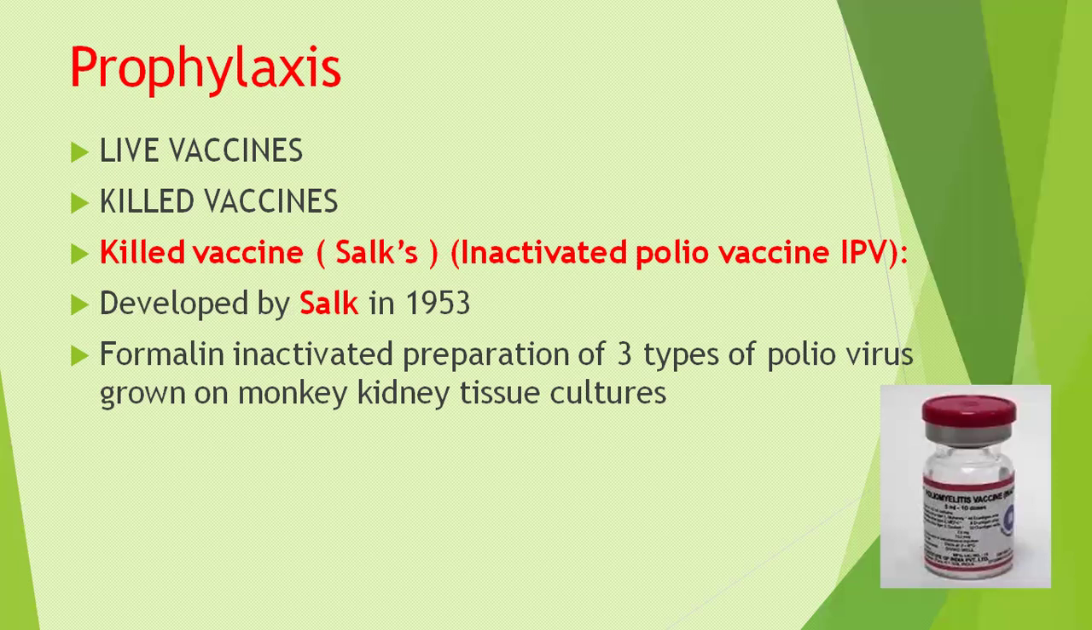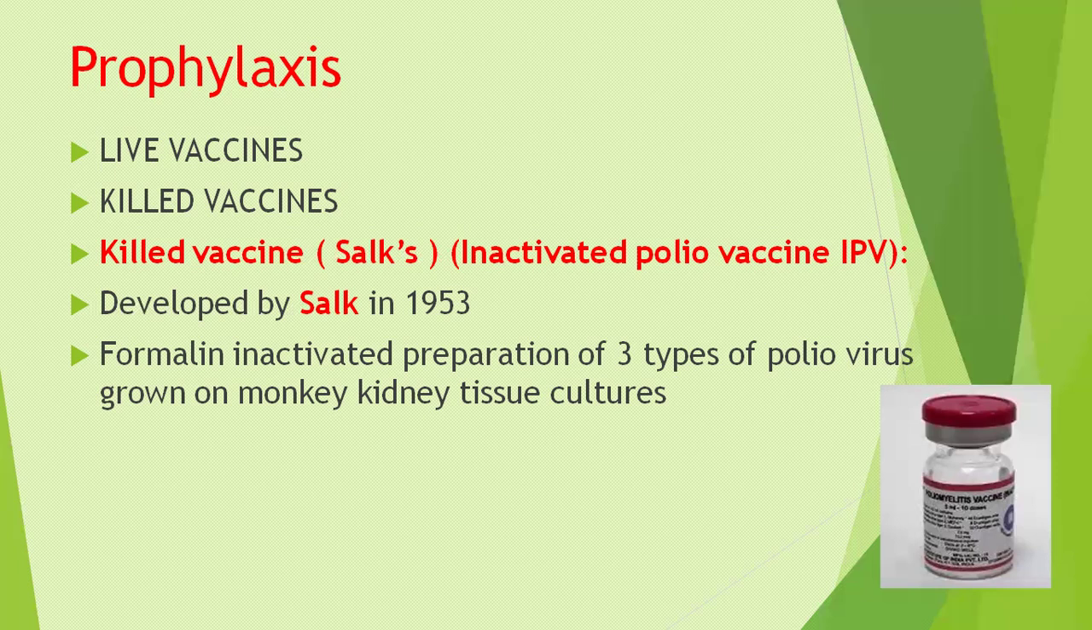First of all, we'll discuss the killed vaccine, that is Salk's IPV, inactivated polio vaccine. It was developed by the scientist Salk in the year 1953. This vaccine consists of a formalin-inactivated preparation of three polioviruses. As we discussed in the previous session, poliovirus has three serotypes: serotype 1, 2, and 3. These three serotypes are grown on monkey kidney tissue cultures, and they are inactivated using formalin.